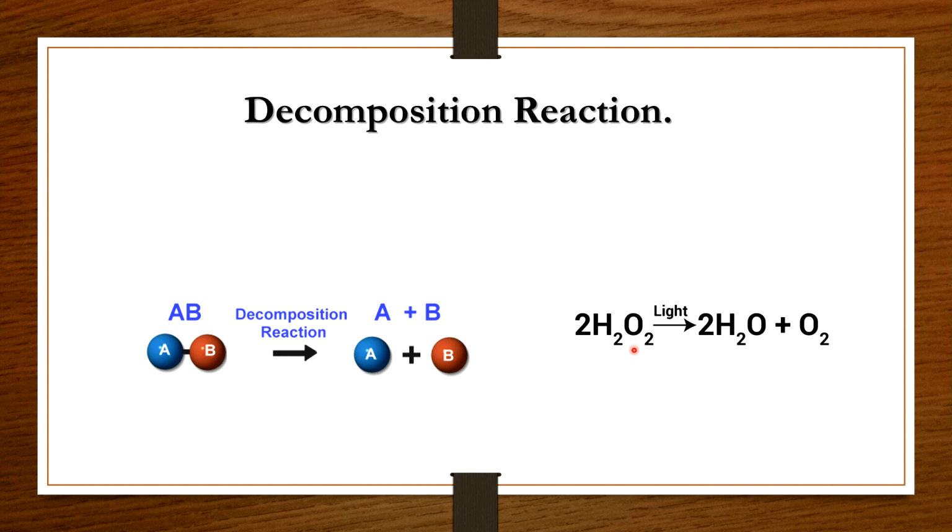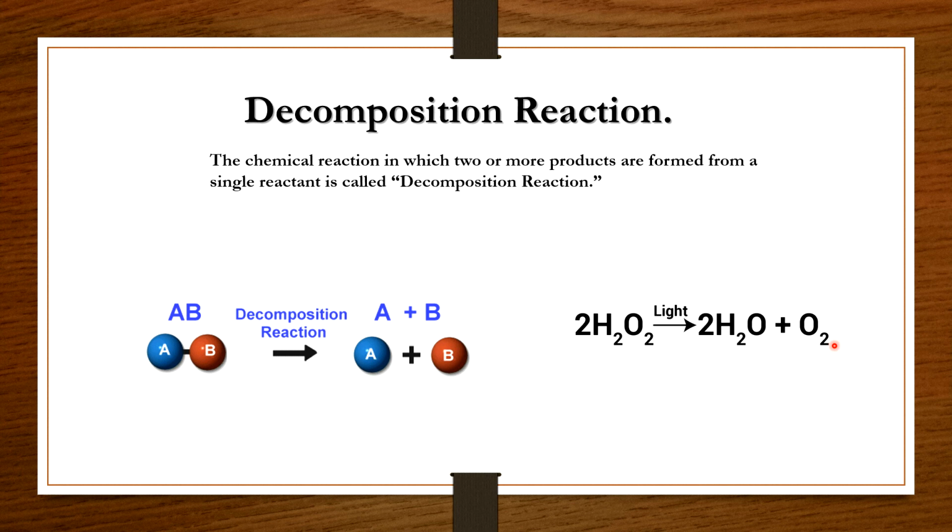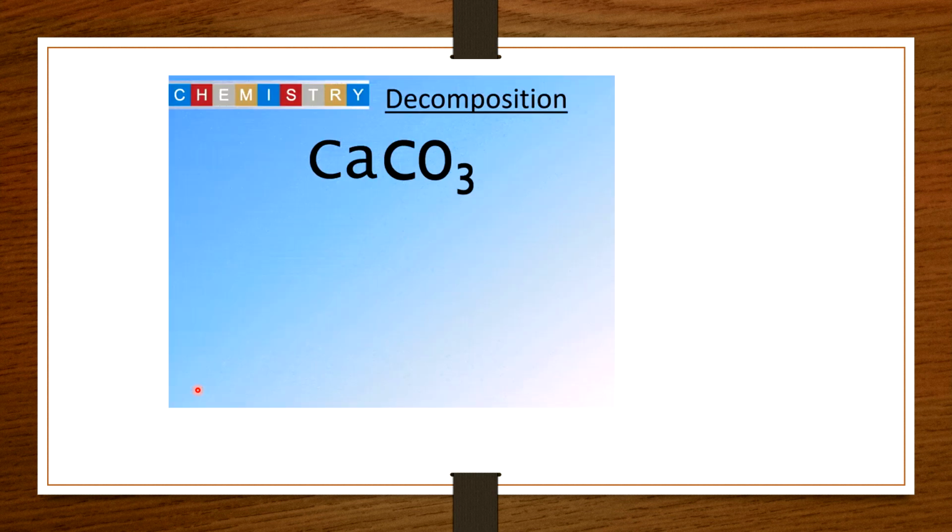For example, here hydrogen peroxide, H2O2, will decompose and form two products: a water molecule, H2O, and oxygen gas. So this type of reaction is called a decomposition reaction. So how to define this? In a chemical reaction, if two or more products are formed from a single reactant, this type of reaction is called a decomposition reaction.